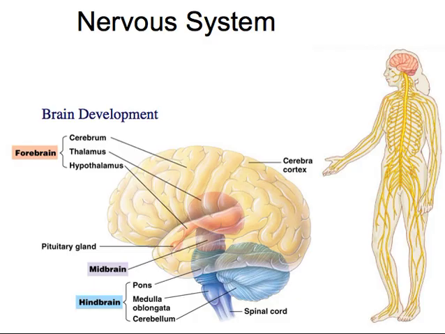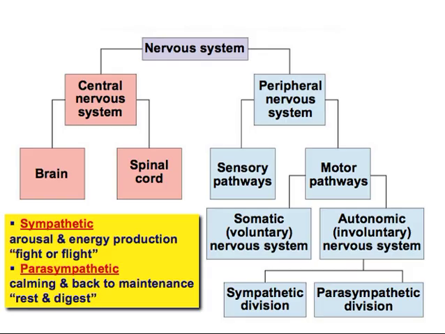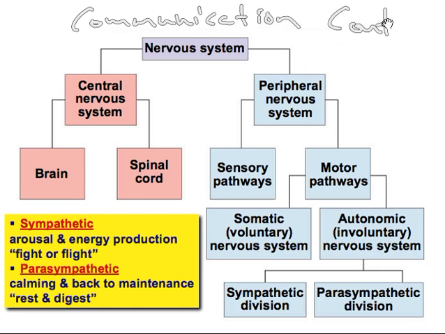So today we are going to talk about the nervous system. The main purpose of the nervous system is for communication. That means to control your heartbeat, to control your breathing rate, to control and communicate everything that happens in your body.